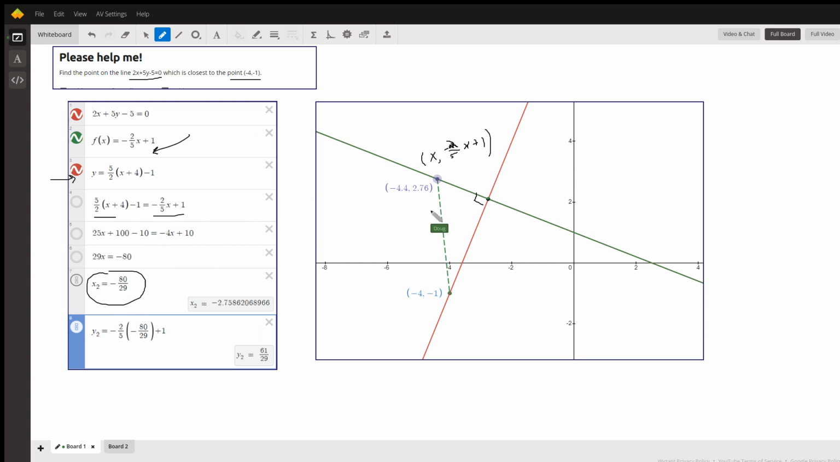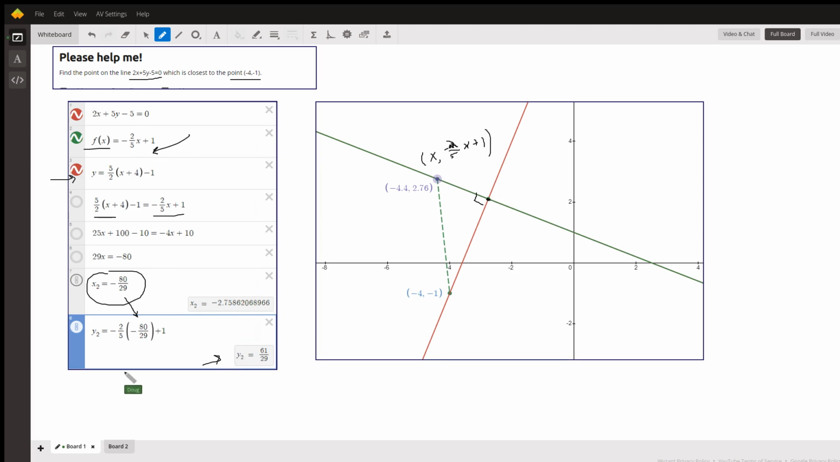That gives you the x-coordinate of this point right here. And if you substitute that back into the definition of the function, -2/5 times -80/29 plus 1, you get a y value of 61/29.